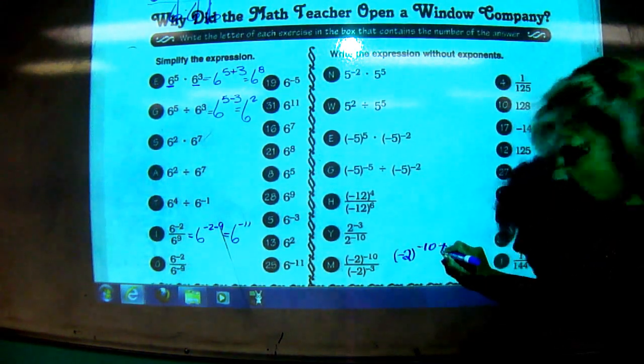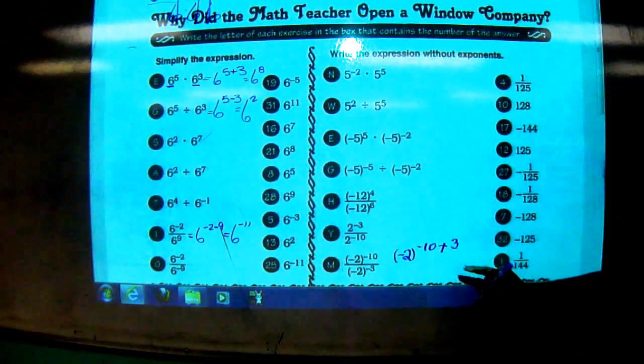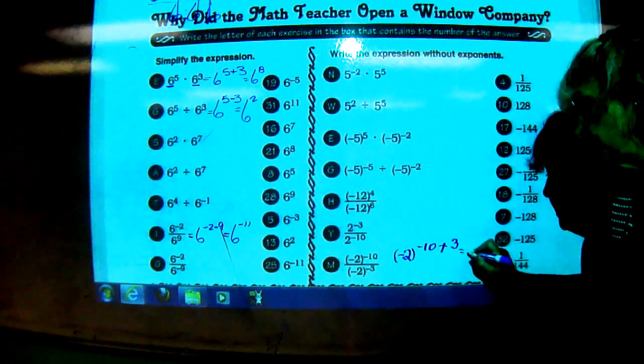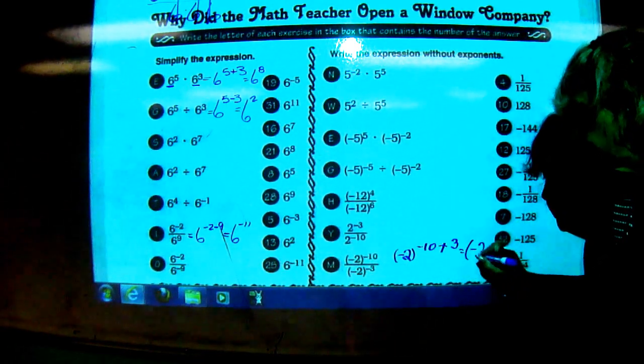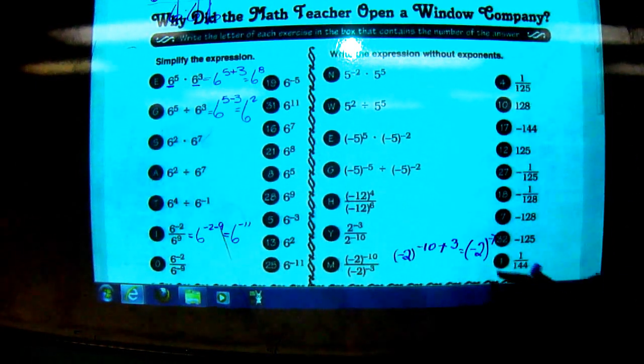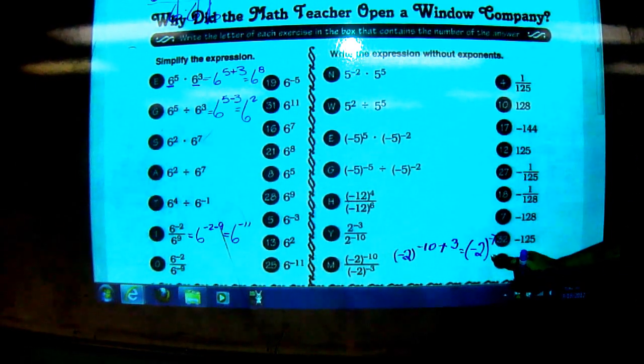minus negative 3. If it's minus negative, don't you just change the sign? So what's it going to be? Negative 2 to the negative 7th. So is your answer going to be in the numerator or the denominator?